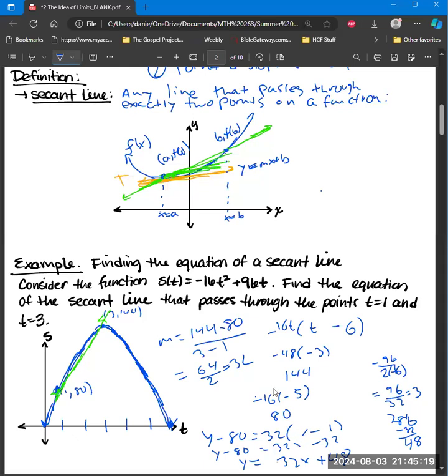Now this is not actually x values, these are t values. So we're going to change that variable there because this is s of t. So that variable should be s for position. S of t is equal to 32t plus 48 for my secant line there.